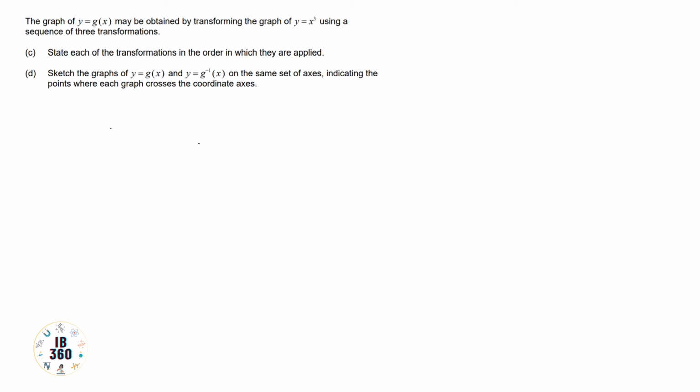Now here it is given to state each of the transformations in the order in which they are applied. The graph y equals g(x) may be obtained by transforming the graph of y equals x cube using a sequence of 3 transformations. State each of them in order. The equation is y equals half (x minus 2) whole cube minus 4.